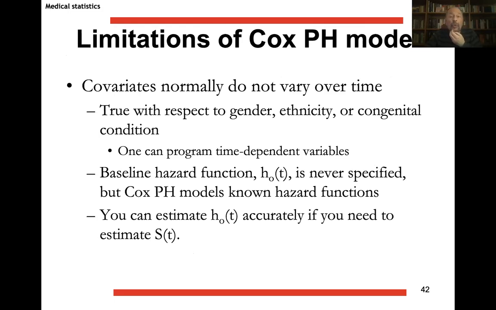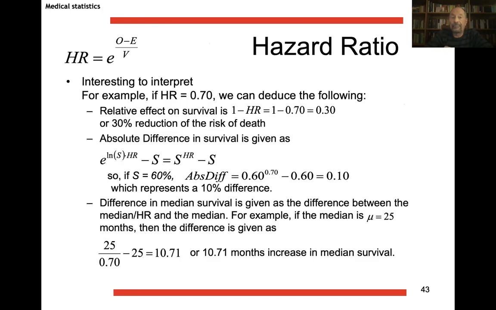The limitations are that, of course, the covariates normally do not vary over time, even though one can program time-dependent variables. The baseline hazard function is never specified, and you can estimate H0 accurately if you need to estimate the survival function, not only the ratio. So the hazard ratio eventually will be written in this way.